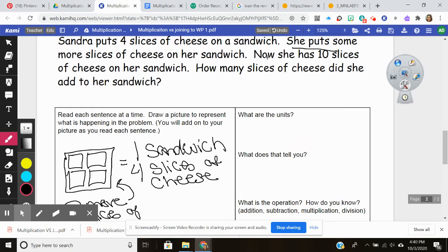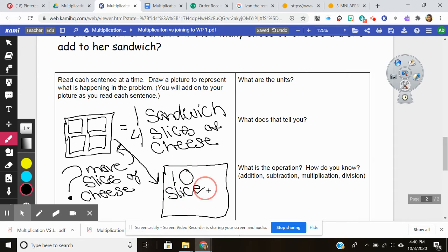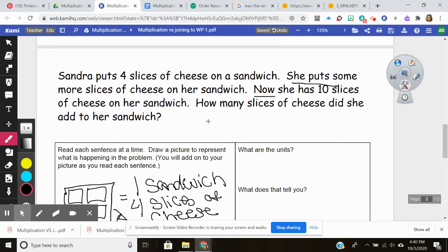All right, let's go back up. Now she has 10 slices of cheese on her sandwich. So instead of 4 slices of cheese on her sandwich, now she has her sandwich, and now there's 10 slices of cheese on that same sandwich. So the question is, how many slices of cheese did she add to her sandwich?